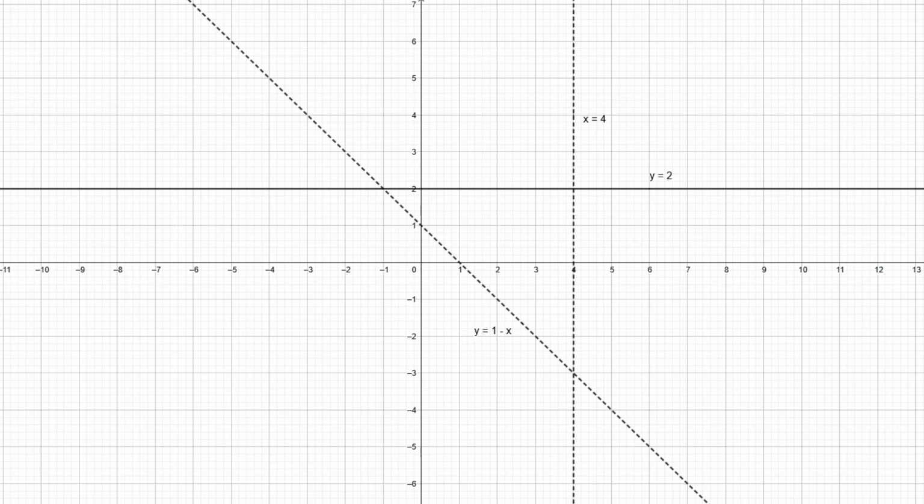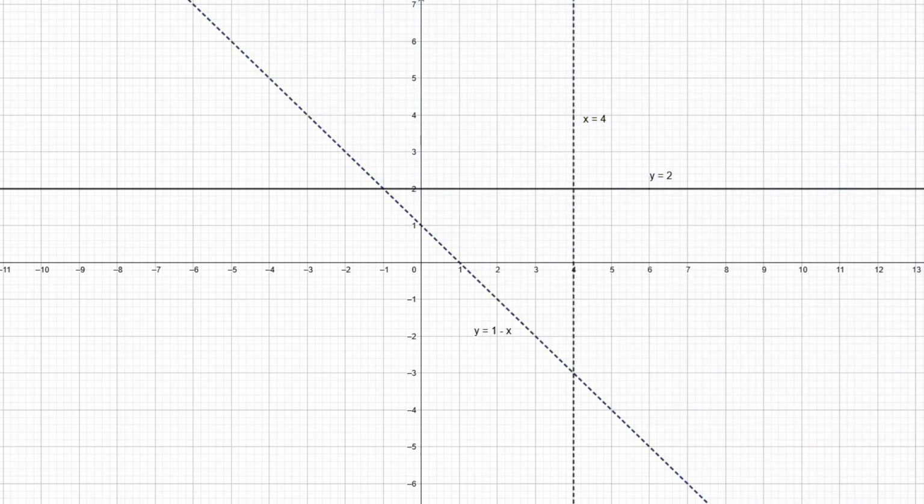If y is greater than 1 minus x, it's not immediately clear which side of that dotted line we want. So one thing we could do is just to choose a point and see if it satisfies the relationship or not. So why not the origin, 0, 0? Which side does that fall on? The y coordinate is 0. Is that greater than 1 minus 0, the x coordinate? No, it's not. Therefore, we don't want this region. It must be on the other side.